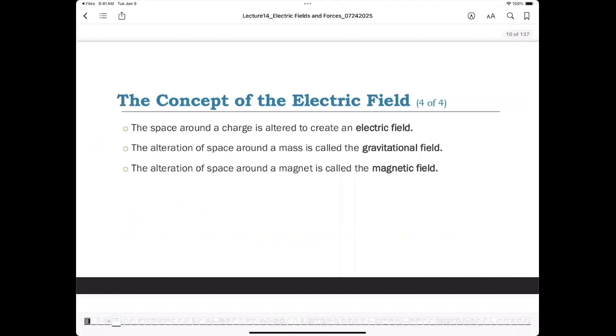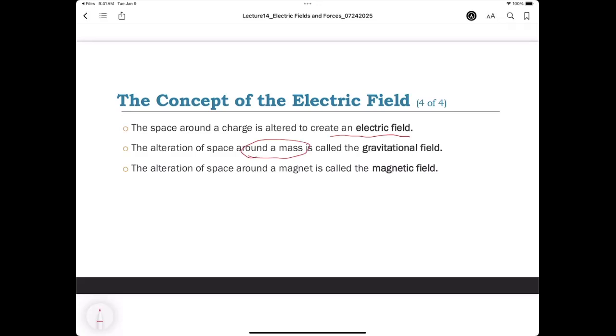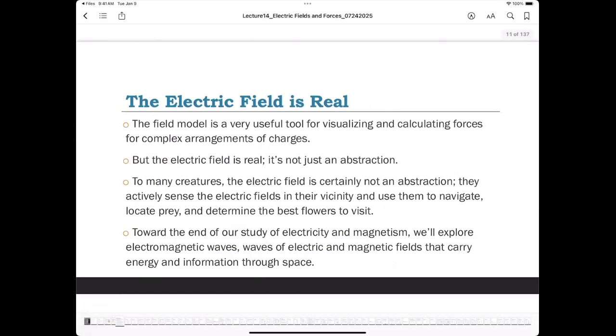The space around a charge is altered to create an electric field. The alteration of space around a mass is called the gravitational field. The alteration of space around a magnet is called the magnetic field. We will talk about this later in another class. The field model is very useful for visualizing and calculating forces for complex arrangements of charges.